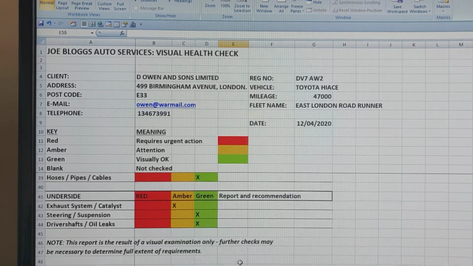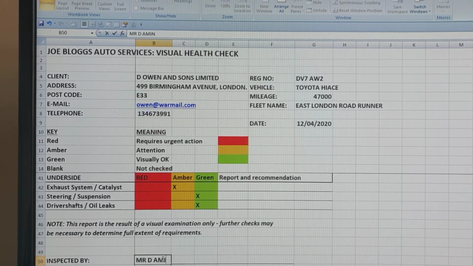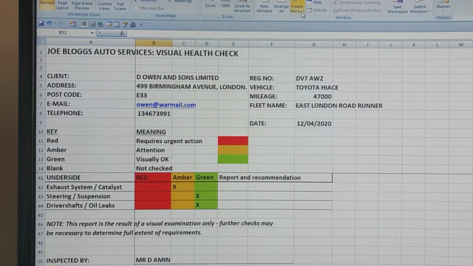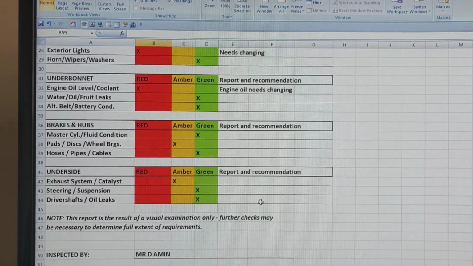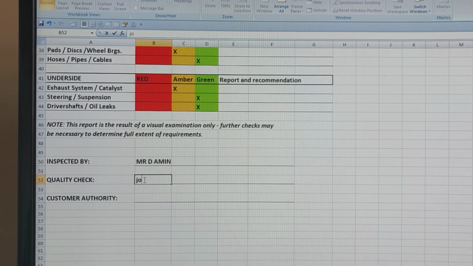Now, after all this has been done, the inspector of the vehicle puts his signature there. One of the mechanics will sign. For instance, in this case, it's going to be Mr. D. Amin. He will sign. What has been done will be quality checked by the supervisor, and the form will be passed to the driver of the vehicle to sign. The vehicle will be quality checked by Mr. Joe Blocks, because he is the overall supervisor.